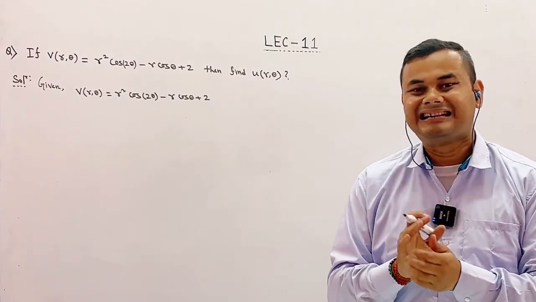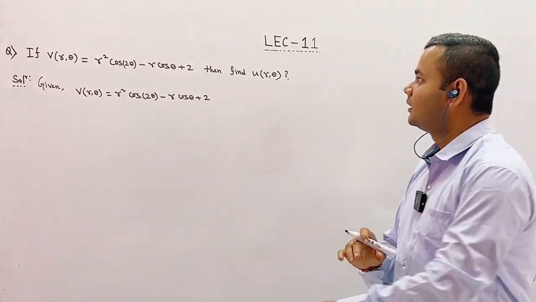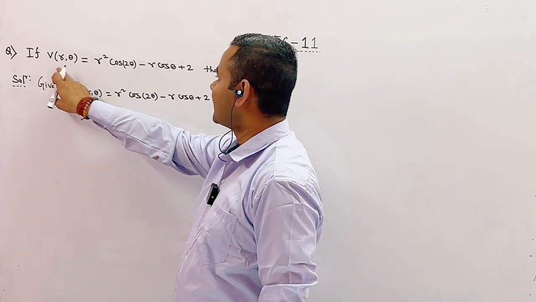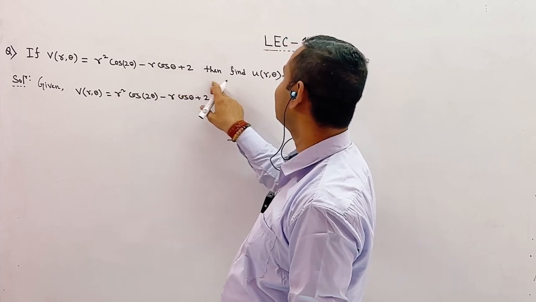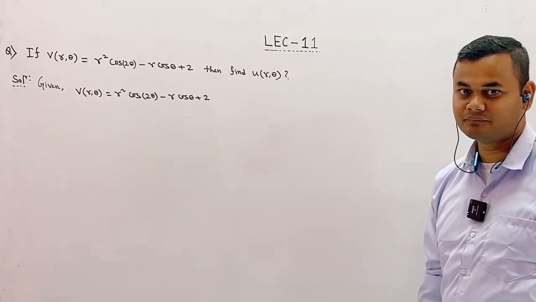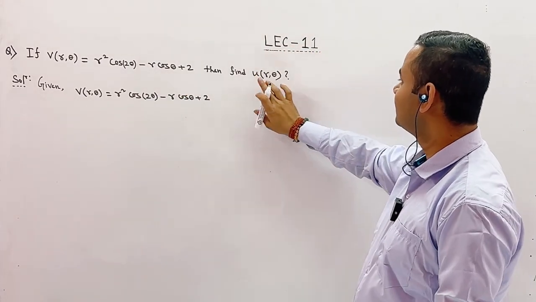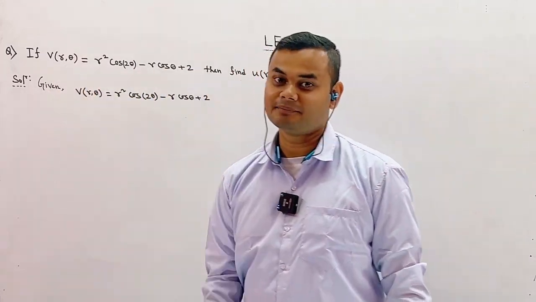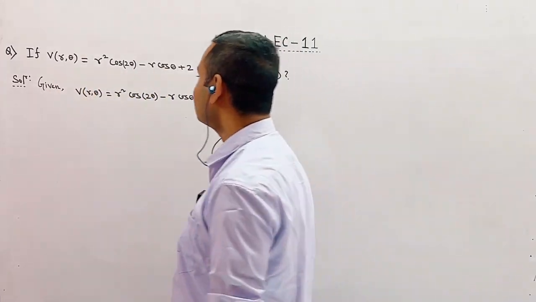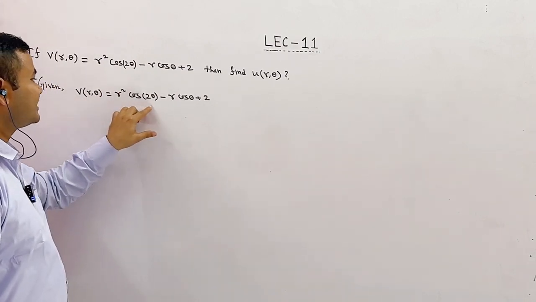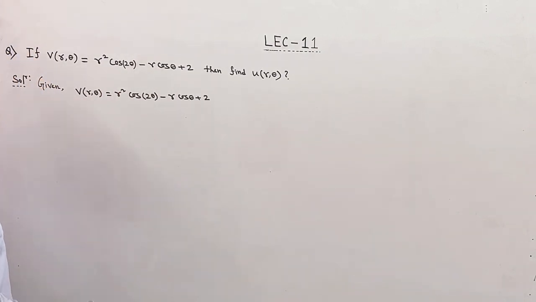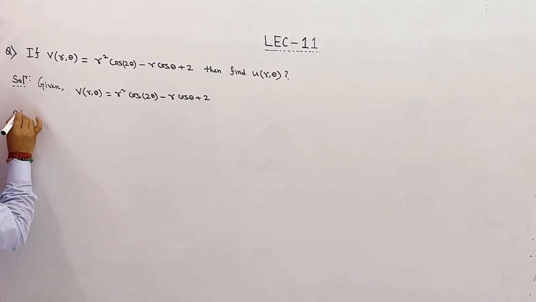Now let us solve the second numerical problem. The problem is, if v(r,θ) is equal to r square cos twice theta minus r cos theta plus 2, then find out u(r,θ). Here we have to find out the real part when the imaginary part is given. Now let us solve. Given v(r,θ) equal to r square cos twice theta minus r cos theta plus 2. Step number 1.